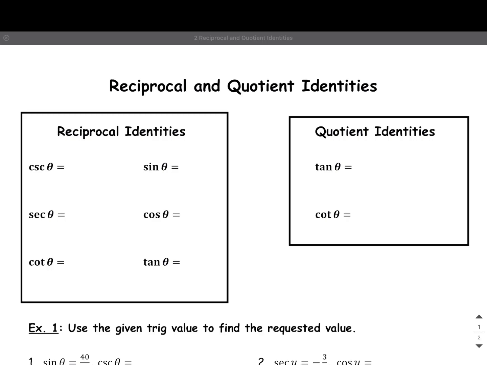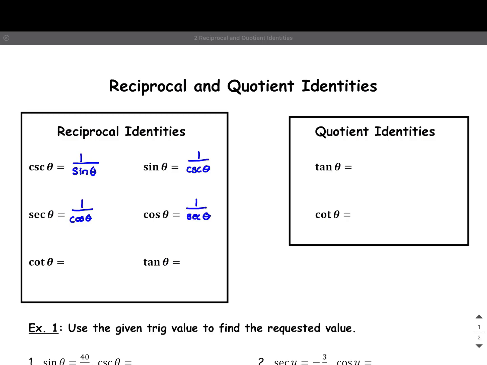The first one would be cosecant. So cosecant theta is written CSC of theta, and that is the reciprocal of sine, which means cosecant theta is 1 over sine theta. And if cosecant is the reciprocal of sine, then sine is the reciprocal of cosecant theta. They go hand in hand. Secant is abbreviated SEC. Secant theta is the reciprocal of cosine theta. And that also means that cosine is the reciprocal of secant.